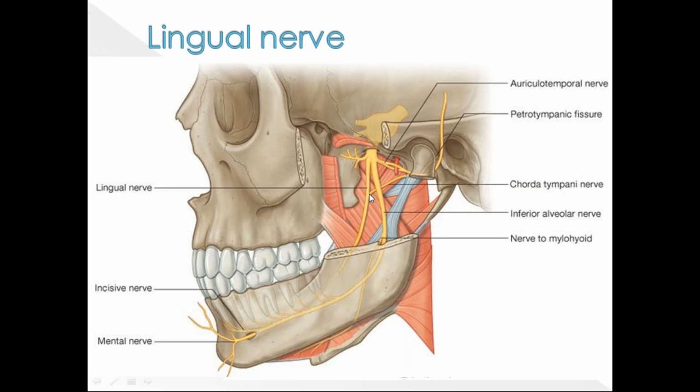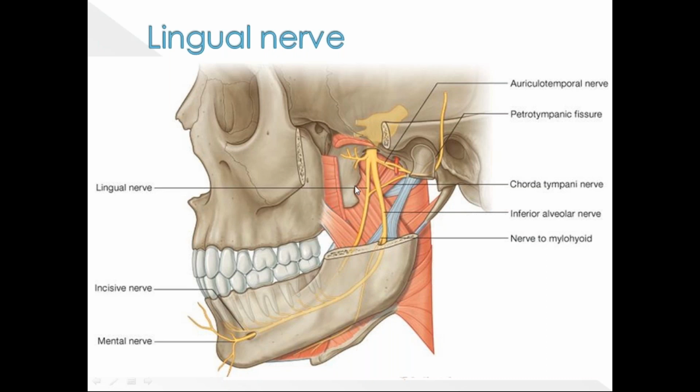Okay, so now actually it arises from the posterior division in front of the inferior alveolar nerve. Okay, and actually it runs between the lateral pterygoid muscle and tensor veli palatini. See here, this is the tensor veli palatini. The lateral pterygoid muscle will be here. So it runs between these two muscles. Then it receives chorda tympani now from behind at an acute angle.